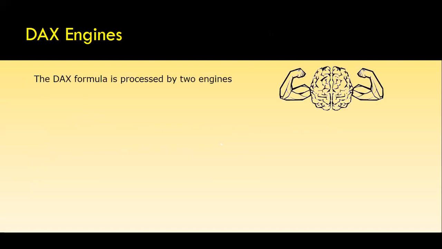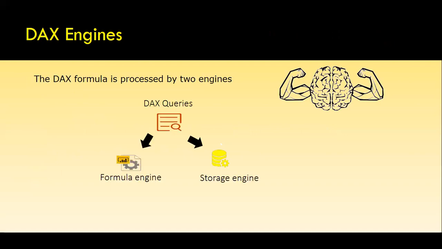Next one is the DAX engines. The DAX is powered by two internal engines. One is the formula engine, the other one is the storage engine. Now let us understand the mechanics of how a DAX formula is processed behind the scene by the DAX engine. The DAX query is processed by two engines, the formula engine and the storage engine. For both import and DirectQuery models, these two engines come into the picture.